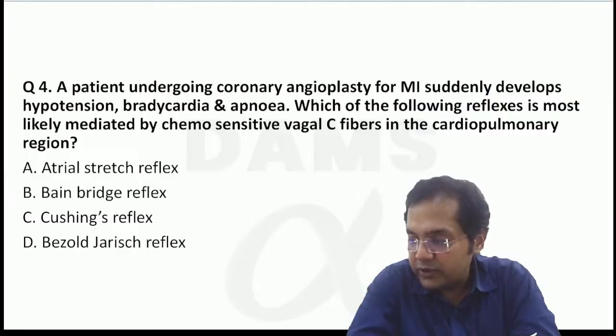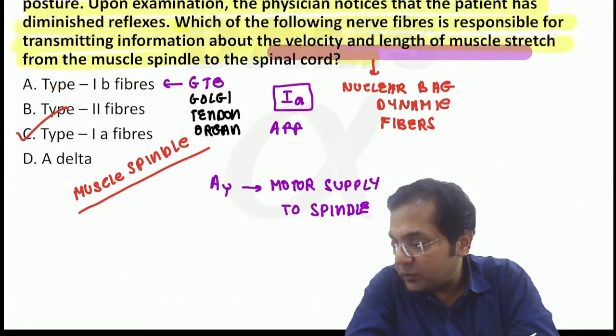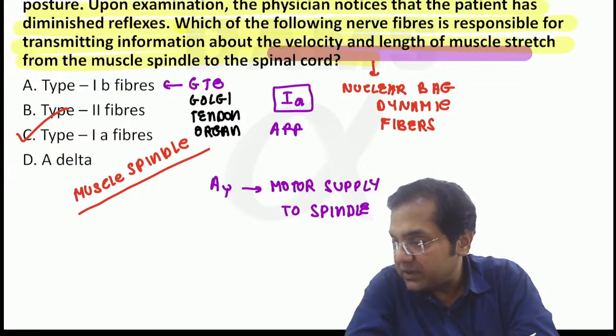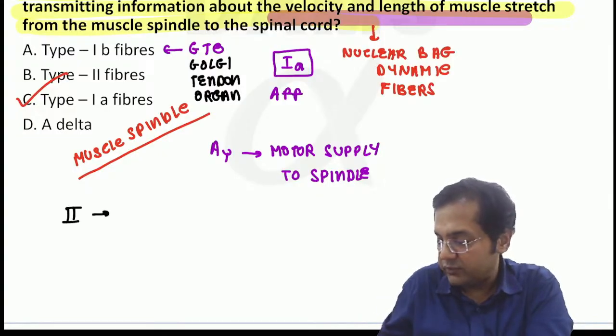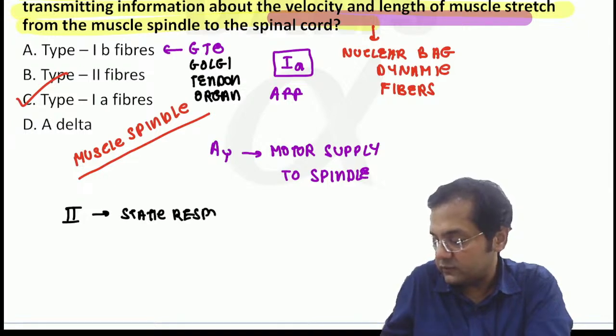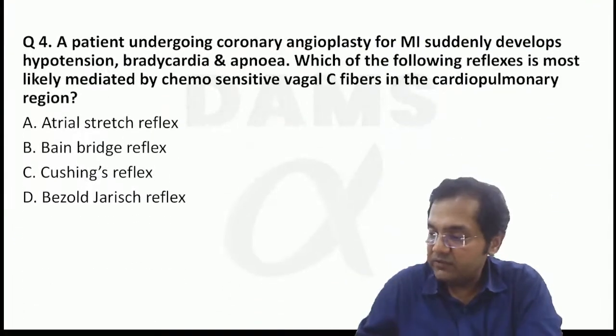Patient is undergoing coronary angioplasty. Dr. MS, static will be type 2, because remember, type 2 fibers are not on nuclear bag dynamic, right? So static will be type 2. I thought you know that type 2 is only for static responses, right? Static, only change in length, not rate of change of length. This 4th question is a good one.